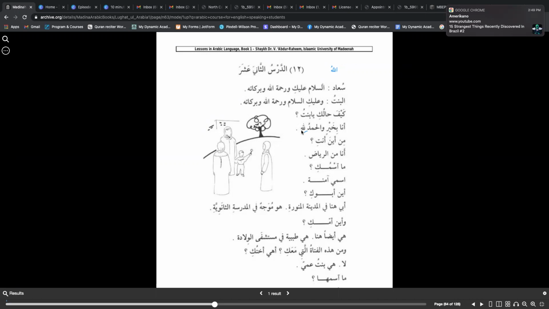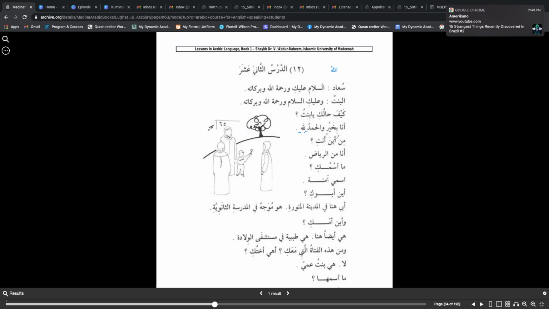So at the end we would put a kasra. Oops. Change that. Sorry. No. Lillahi. Okay. So alhamdulillahi becomes majroor. Why? Because of lam and milkiyah. So all praise belongs to Allah.